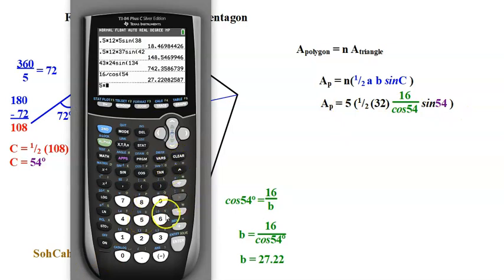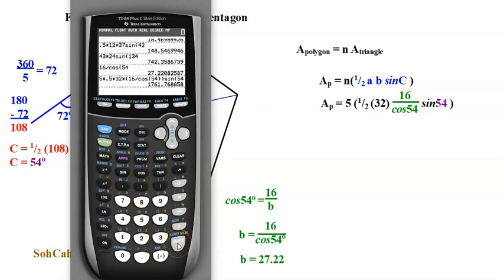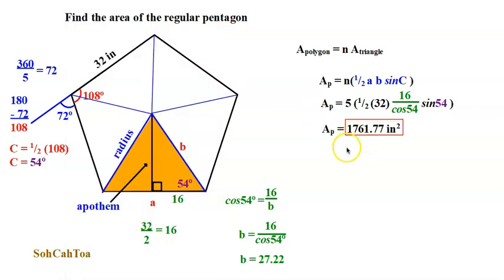So 5 times 0.5 times 32 times, and I'm going to put this in parentheses, 16 divided by the cosine of 54. There you go. It needs two parentheses there because the first one's for that and the second one is for the division there. And then sine of 54. All right. Equals. And there we go. We have 1,761.7688. So round it off, we'll call it 1,762. There it is. All right.